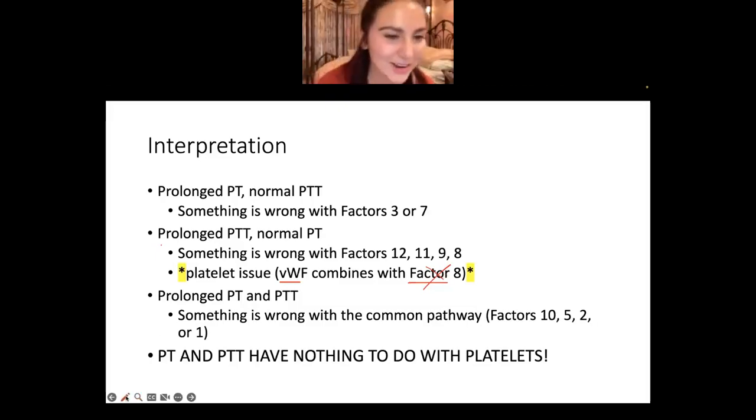Really want to emphasize that because that's the trickiest question you would see. If you can remember that, that's as tricky as it would get, at least for your exam. Okay, and then let's say both are prolonged. So let's say your PT is prolonged and your PTT is prolonged. Well, it's got to be something that's measured by both of these tests. So it's got to be something in that common pathway. So something is wrong with one of these 4 factors: 10, 5, 2, or 1, also including thrombin as well as prothrombin, thrombin, fibrinogen, fibrin.